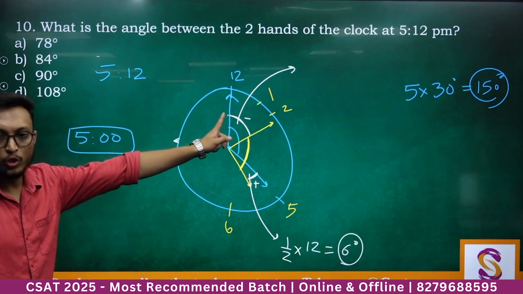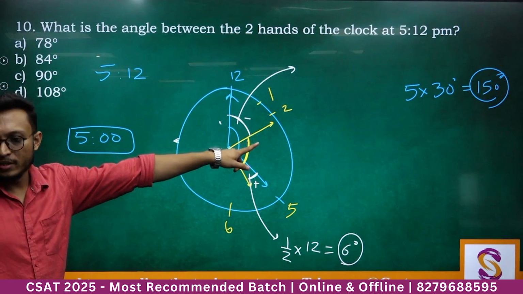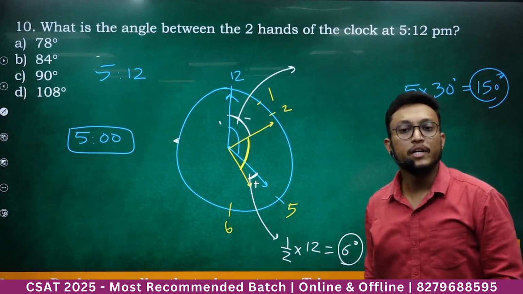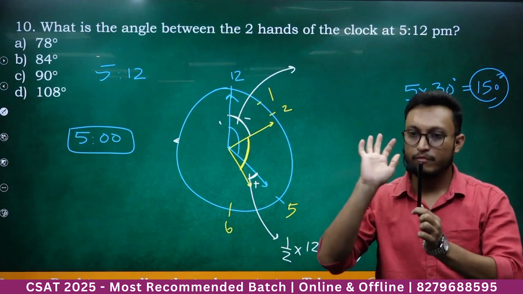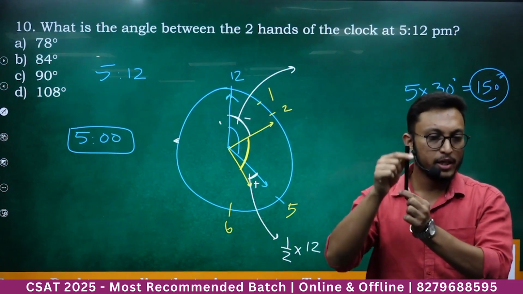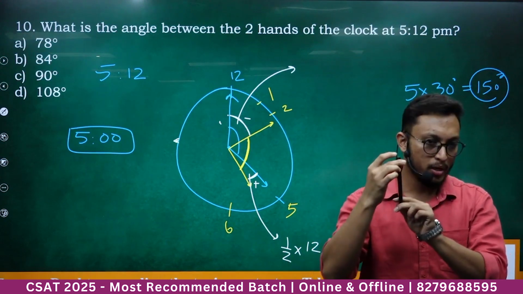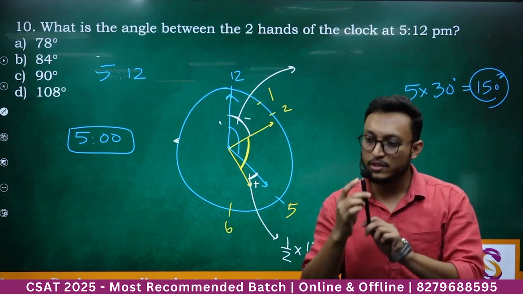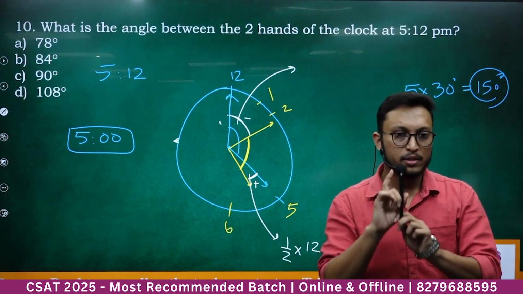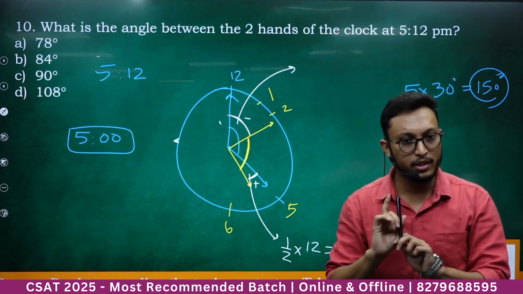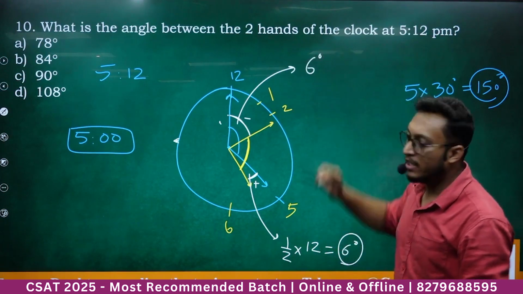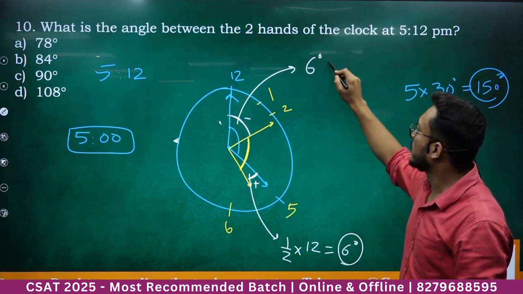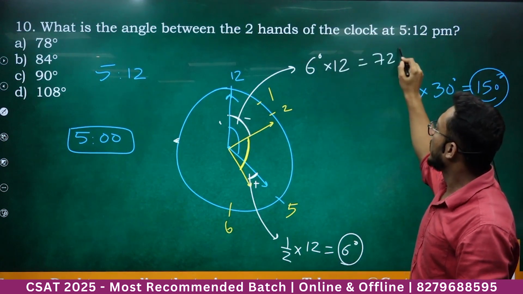This angle is rotated by the minute hand. Minute hand rotates with the speed of... how much does the minute hand rotate in 1 hour? You forgot again, I know. In 1 hour it starts from 12, it comes back at 12, it rotates a complete 360 degrees in 60 minutes. 360 degrees in 60 minutes means in 1 minute, 360 by 60, that is 6 degrees. So it is rotating by 6 degrees per minute for how many minutes? This is 12 minutes. So total is 72 degrees.